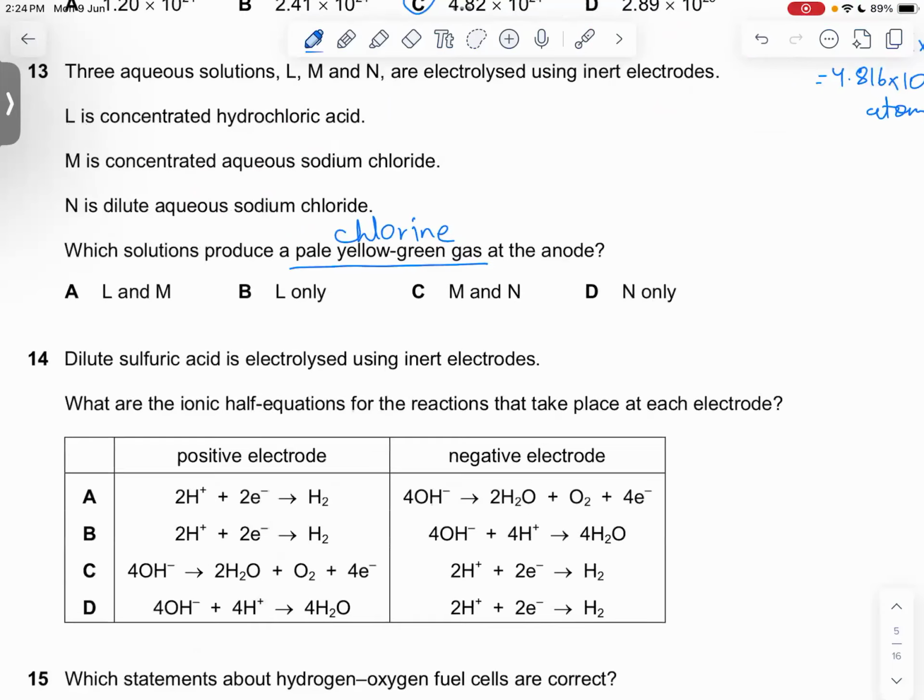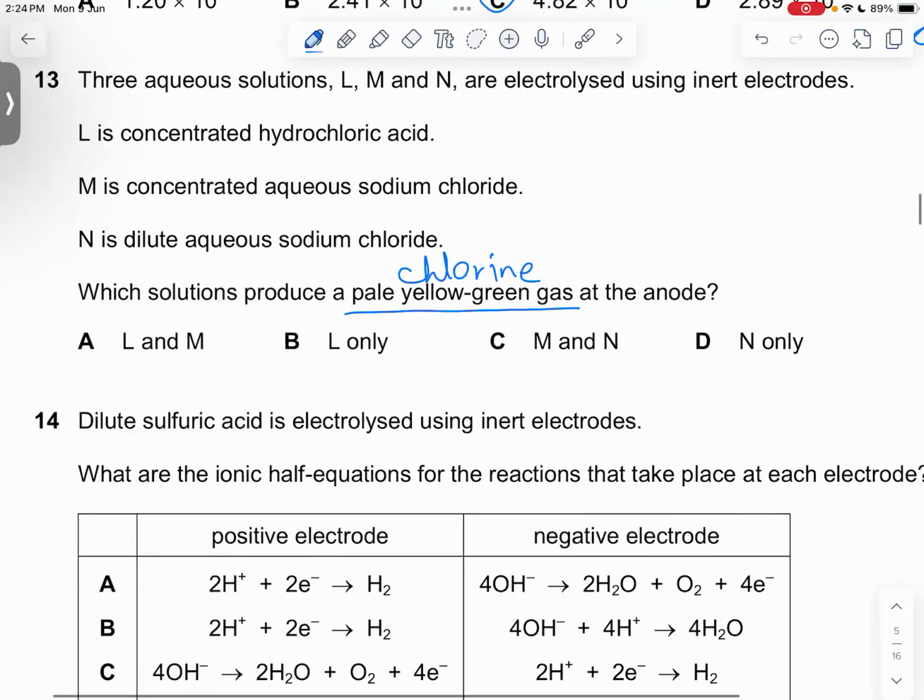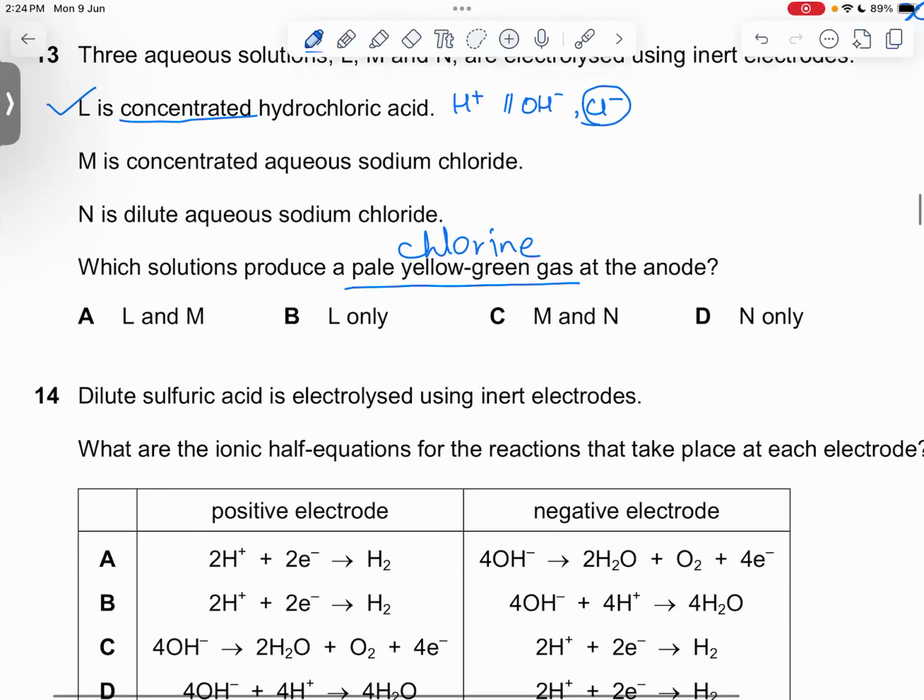Because this is concentrated HCl, it contains H positive ion at the cathode, and then OH minus and Cl minus. Because it is concentrated, we'll see Cl discharge. So in L, we'll see Cl being discharged. Then the next one, M, is once again concentrated aqueous sodium chloride. It has Na positive and H positive at the cathode, and at the anode it is OH minus and Cl minus. Because it is concentrated, once again chloride will discharge.